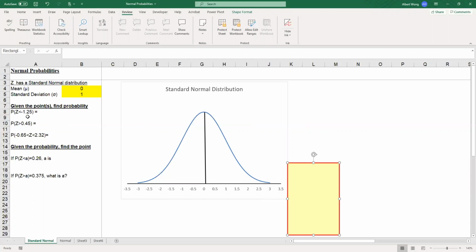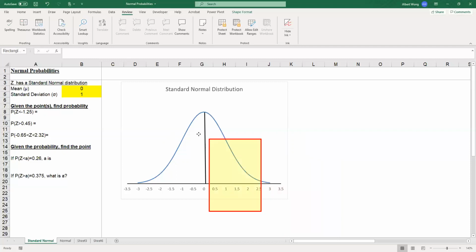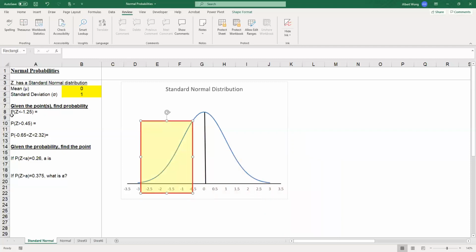The first scenario is to find the probability of a standard normal distribution that is less than a number. So probability of z less than negative 1.25 in this example. The important thing is that we should always draw a graph to see what it is that we're looking for. In this case, we're looking for the area that is less than negative 1.25, the probability of z less than negative 1.25. So what we're looking for is basically this area.